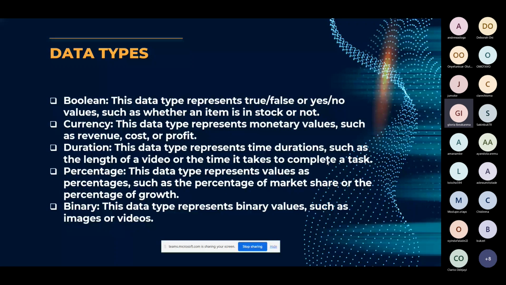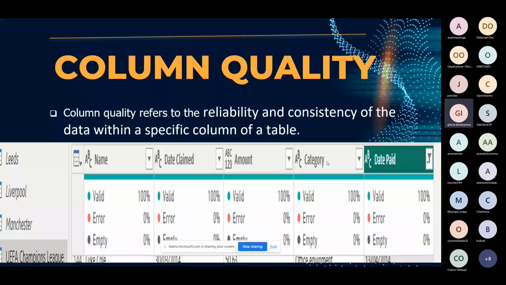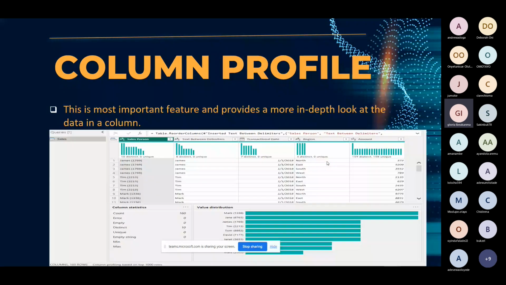There's what we call the column quality. The column quality simply refers to the reliability and the consistency of your data within a specific column of the table. So it gives you the valid, the errors, you find out if your data set has errors in them, how many empty rows you have, and all of that. We have what we call the column profile. This is the most important feature. It provides us a more in-depth look at the data in a column.